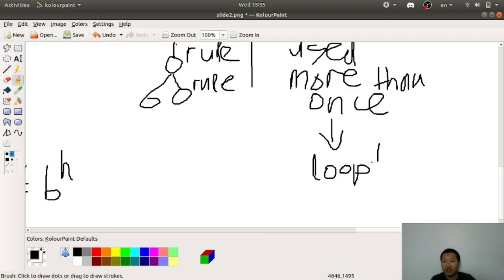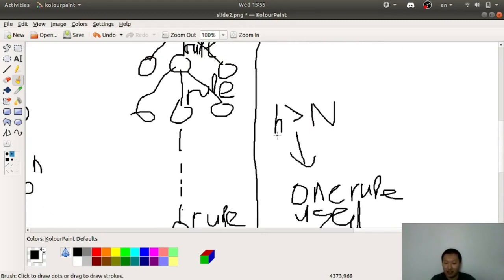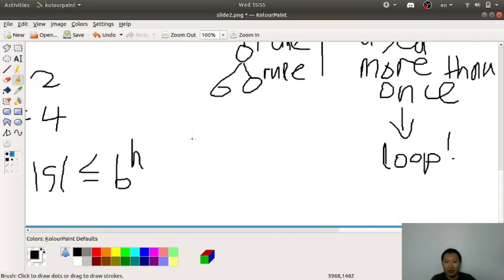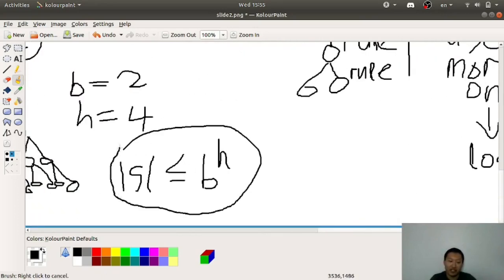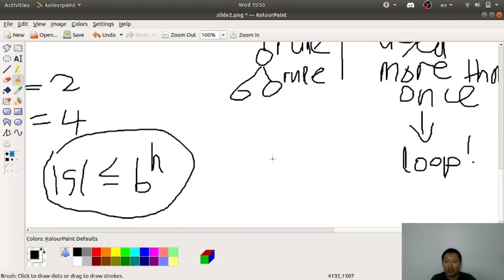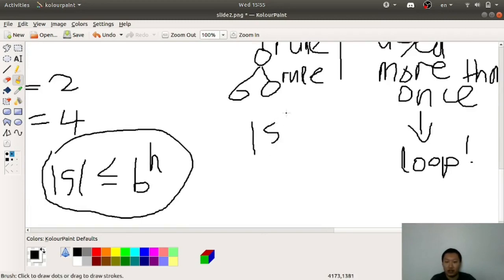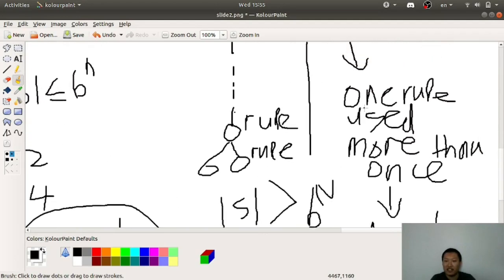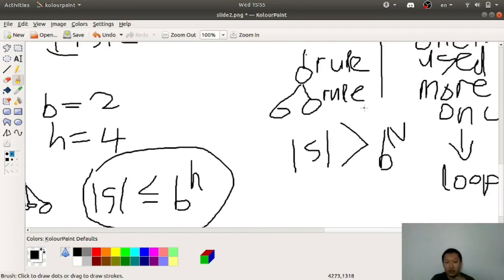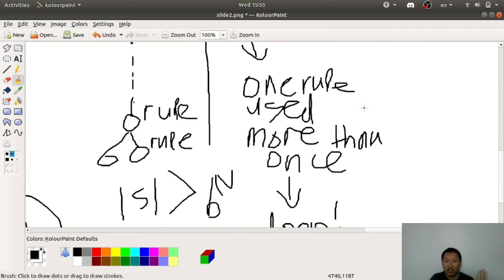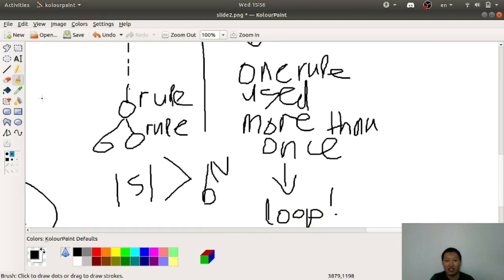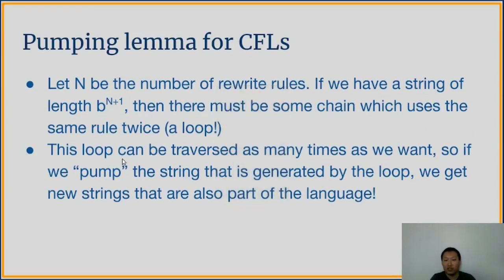And so now you might say, well, how do we know that the height of our tree is greater than n? Well, remember that the length of the string we produce is limited by b to the h, right? So let's say we have a string which is greater in length than b to the n. Well, that means the height of our tree must also be greater than n, and so we must have applied a rule more than once, and we have some sort of loop. And that's the idea we're going to use in our little proof here. And so that loop can be traversed as many times as we want. So in other words, we can pump the part of the string that's generated by the loop, and we get new strings that are also part of the language.